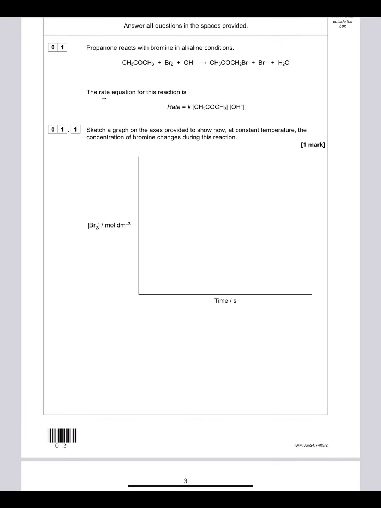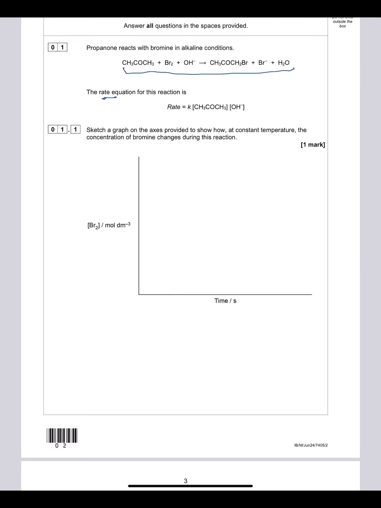Answering a past paper question from paper 2, AQA A Level Chemistry. This question is about the rate equation and the rate determining step, one of the most common questions in paper 2. In this question, propanone reacts with bromine in alkaline conditions, and this is the equation for the reaction.